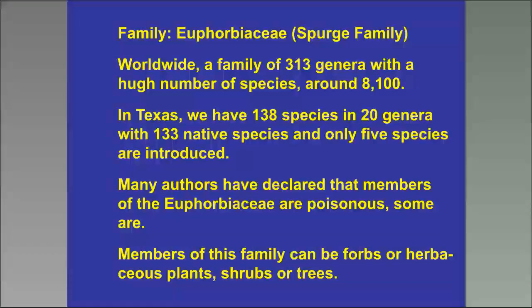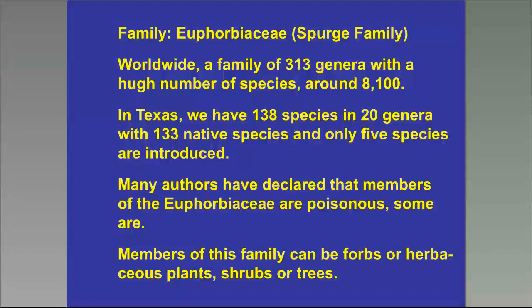So let's begin with a broad description of the Euphorbiaceae. If you notice in my first statement, the family does occur worldwide. It's a family of 313 genera with a huge number of species. The latest records show about 8,100 species in the Euphorbiaceae.